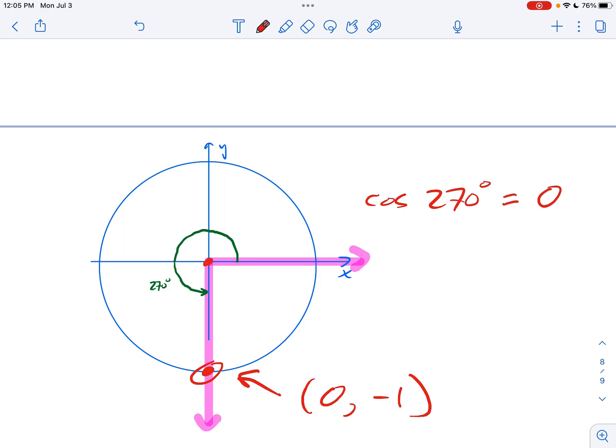Cosine is measuring how much does this point to the right? Doesn't point to the right, so cosine is 0. Sine is measuring how much does this point up? Well, this point's perfectly down. That's the opposite of up, -1.